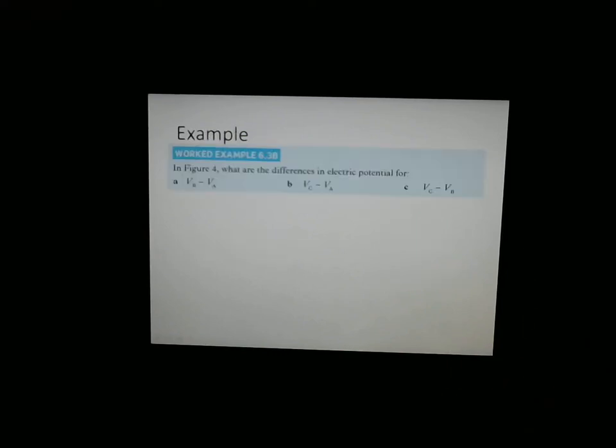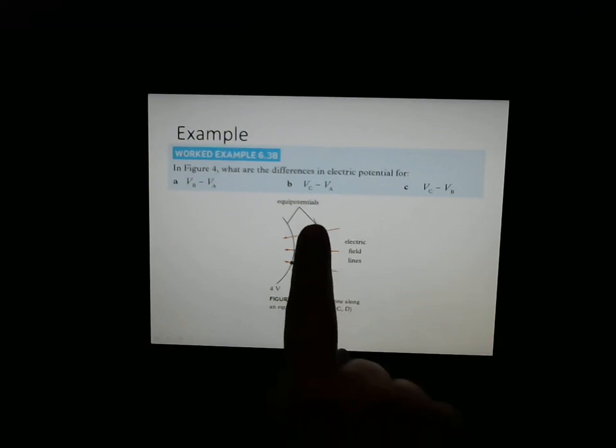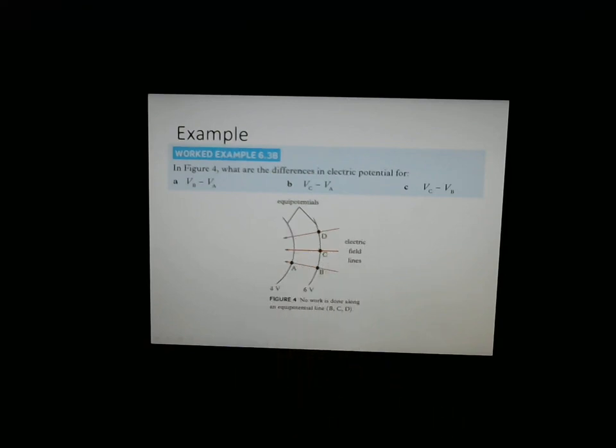Last example on here. So we've got here in figure 4, which is the figure from before. What are the differences in electric potential for those ones? Let's actually just do this verbally. I don't think you're really going to need me to put the numbers on there. VB take VA. Well, we can see the voltage at B is on the 6 volt line, and the voltage at A is on the 4 volt line. So 6 take 4 is equal to 2. Done. VC, well, C is on the 6 volt line, A is on the 4 volt line. 6 take 4 is equal to 2.